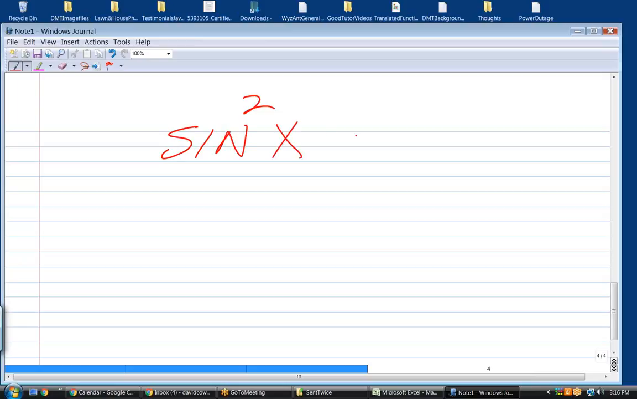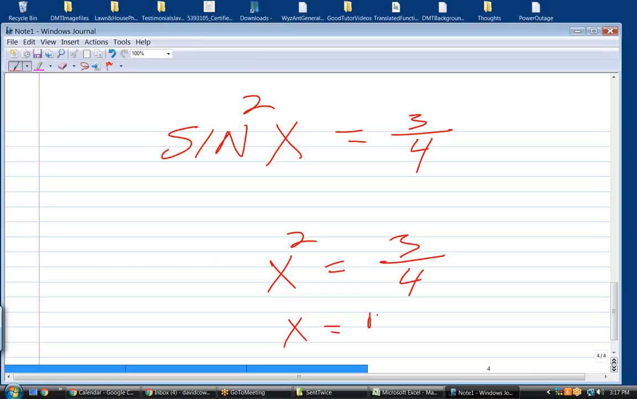Assuming you're referring to something like that. Yeah. Okay. How would we solve that? I don't know. Well, what if I told you x squared is equal to 3/4? How would you solve that? I would take the square root of both sides. Right. So you end up getting square root of 3 over 2, plus or minus.